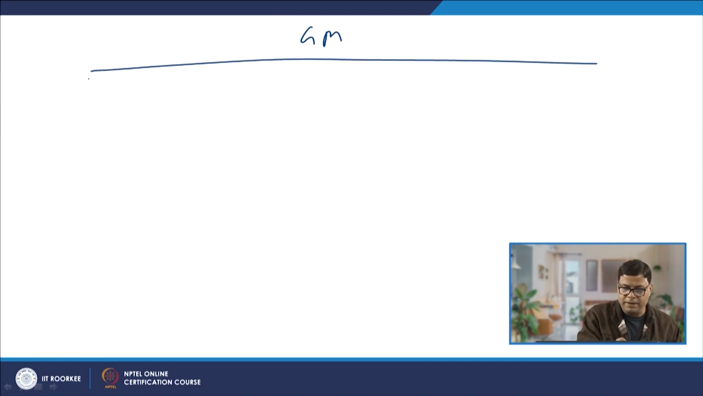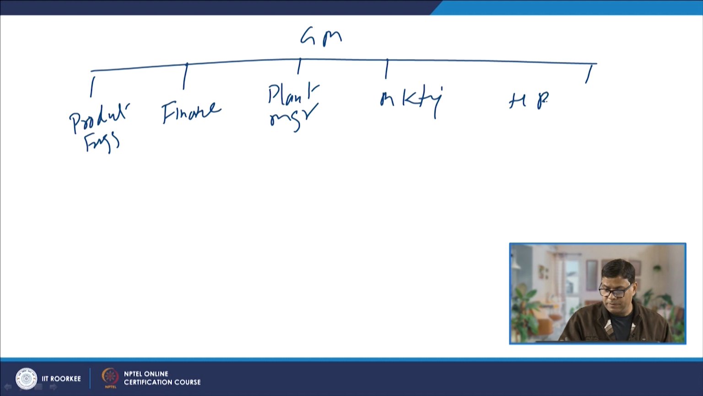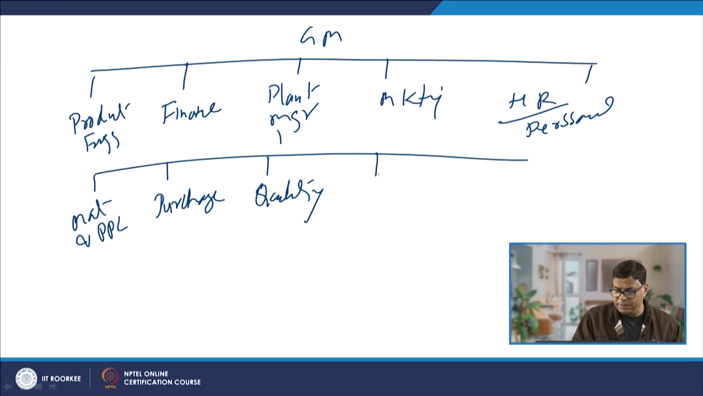So, here if we see the entire link, at the top we have GM, then there is the top level management involving the product engineering, finance, plant manager, then marketing, then HR and personnel. Under the plant manager there will be many functional groups like the material control and the production planning control, there will be purchase, there will be quality control, there will be manufacturing, there will be maintenance.